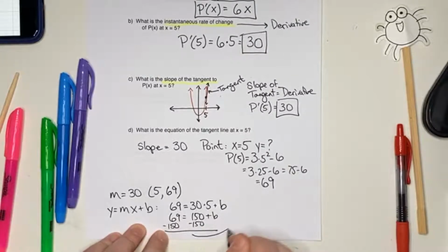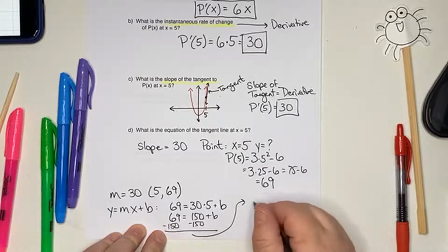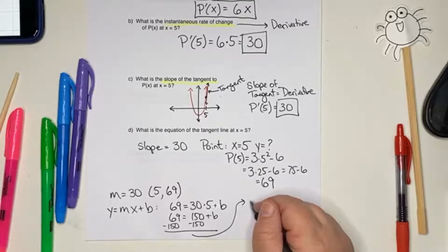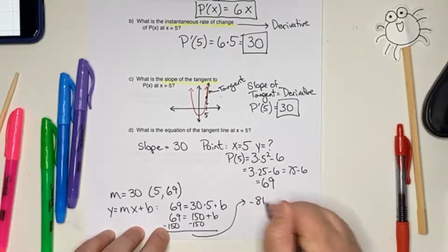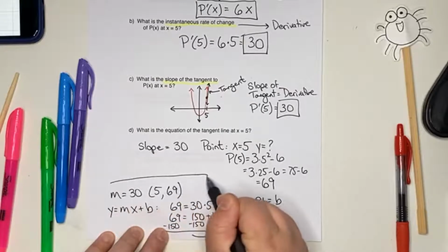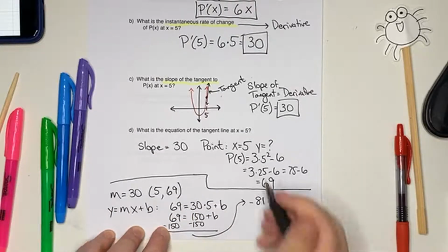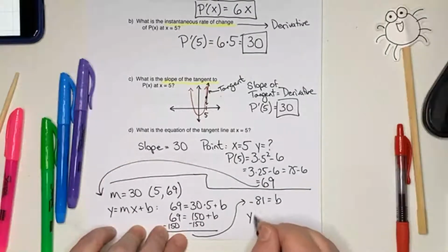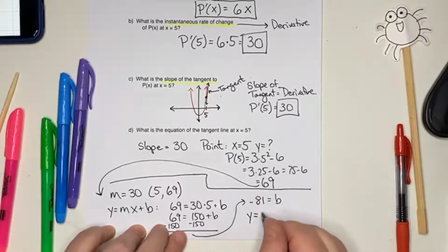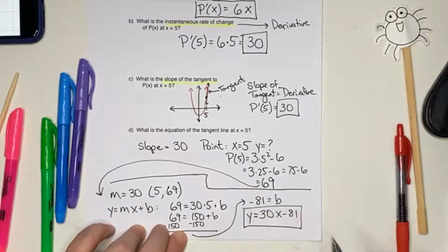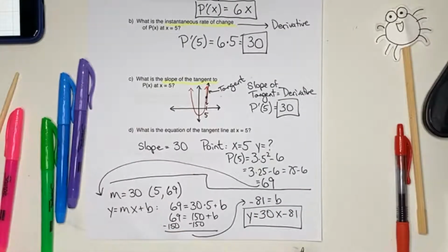And then I get, what is that? Oh my goodness, I can't do this. So it's 100 minus 19. So I think this is negative 81 equals b. Does that make sense? I believe so. I'm doing it on live video, so hopefully I haven't totally messed it up. So then we get y equals, again, the slope is 30, b is minus 81. So that's the equation of the tangent line.